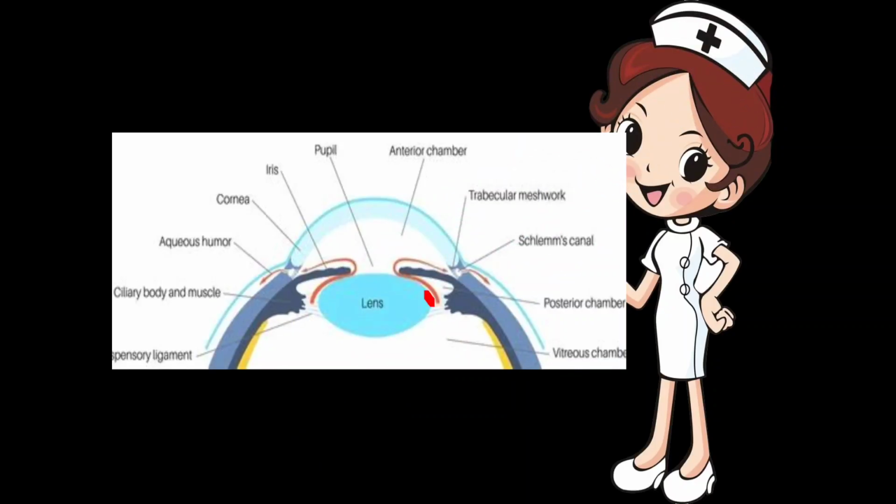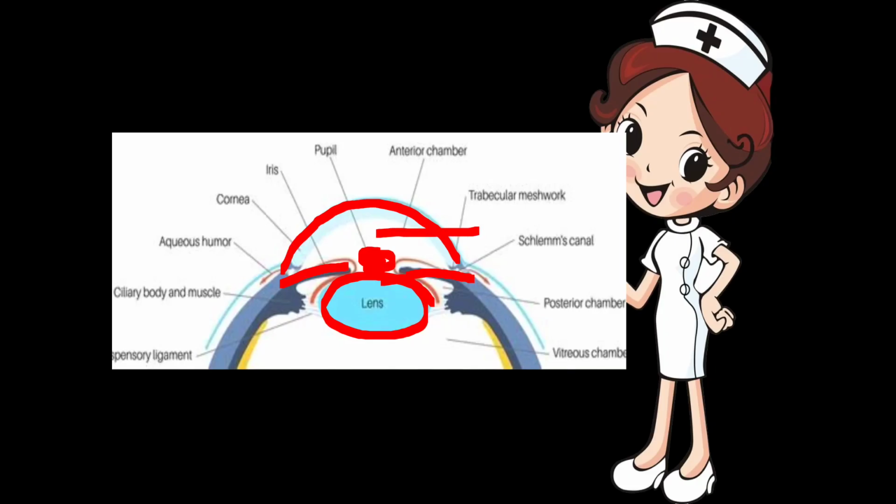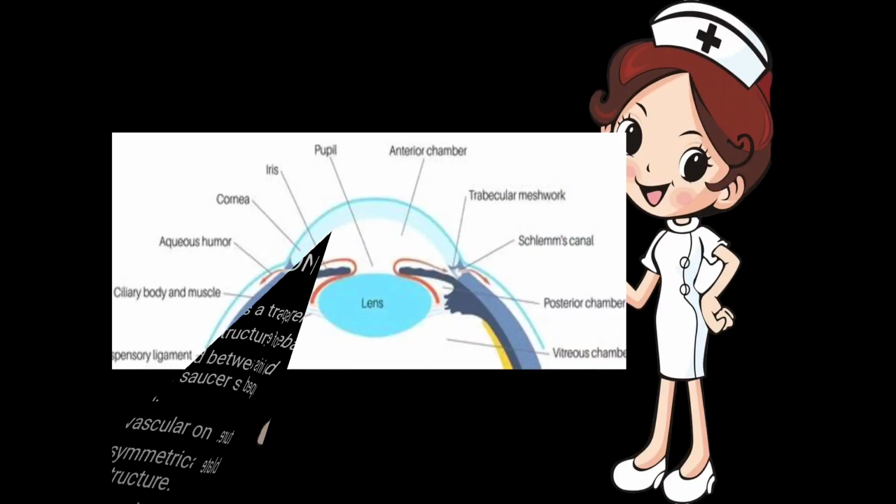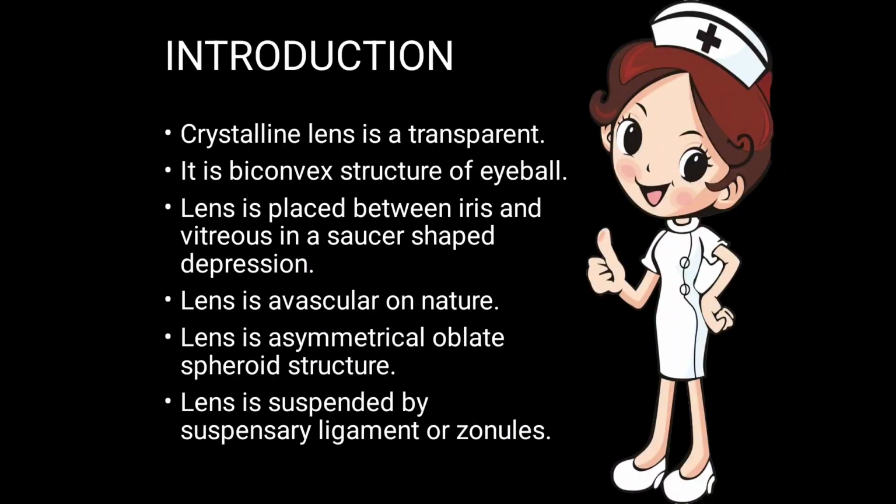So this one is the crystalline lens and these are the structures of the eyeball. This one is the cornea. Behind the cornea there is an iris. This one, the central space, is a pupil and in between here the aqueous humor is filled. So this is the location of the lens and this one is the posterior part where the vitreous as well as the retina comes.